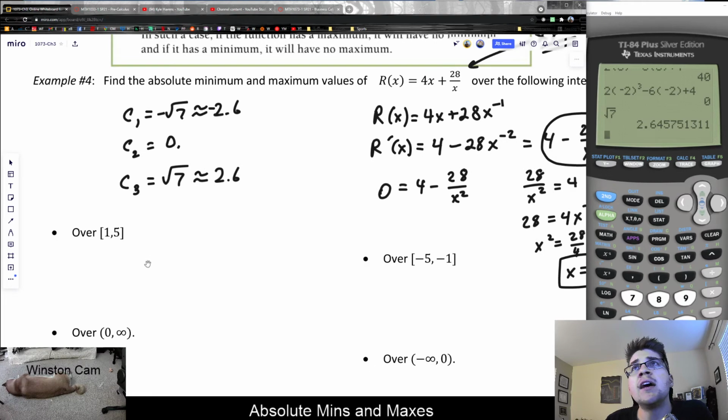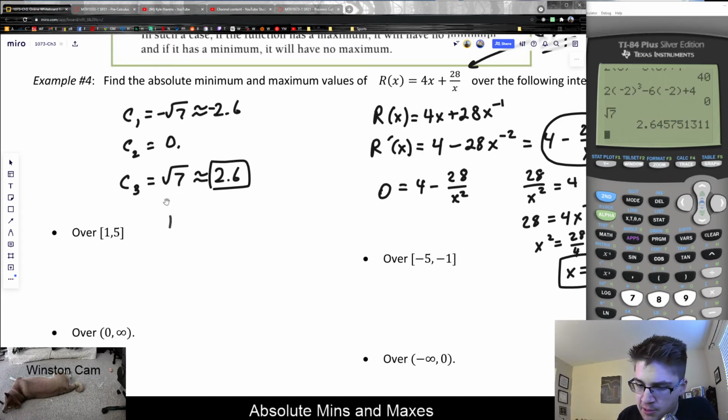So now, if we wanted to find absolute mins and maxes on particular intervals, if we have closed intervals, this is where we want to think about principle 1 and principle 2. So with the interval 1 to 5, there's only one critical value between 1 and 5. The other two are both less than that. So since there's only one, I would naturally think about min-max principle number 2.